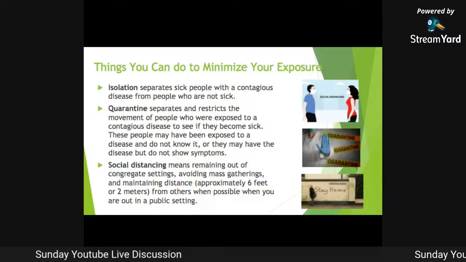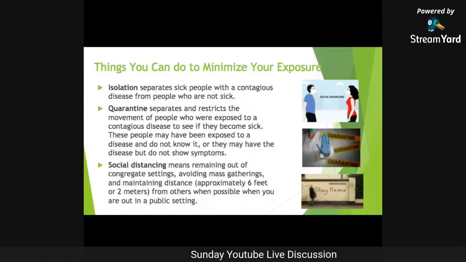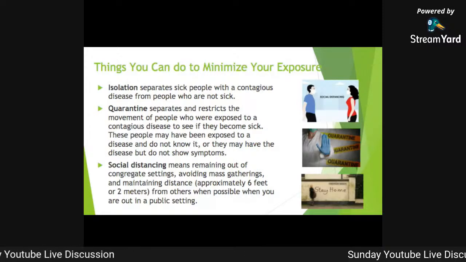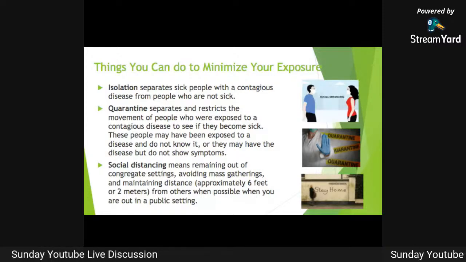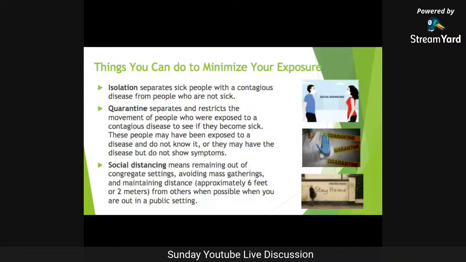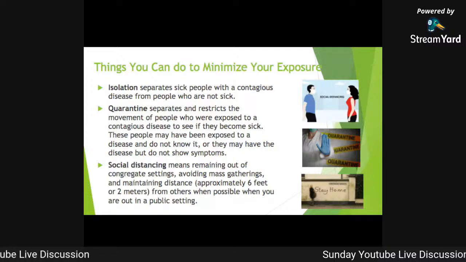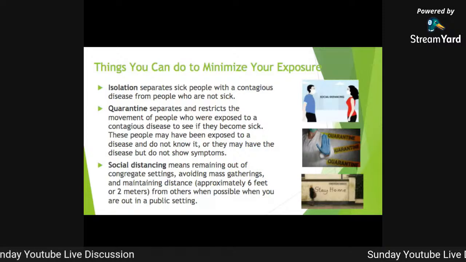So social distancing is just keeping your distance between people if you have to go out into a social or public setting. Even if you're in a hospital setting, you want to try to distance yourself. Also, when you're in a hospital setting, you want to make sure you're not touching everything. Make sure you're keeping your distance from people that are sneezing and coughing. Things like that will prevent your exposure to COVID-19 as well as other pathogens.